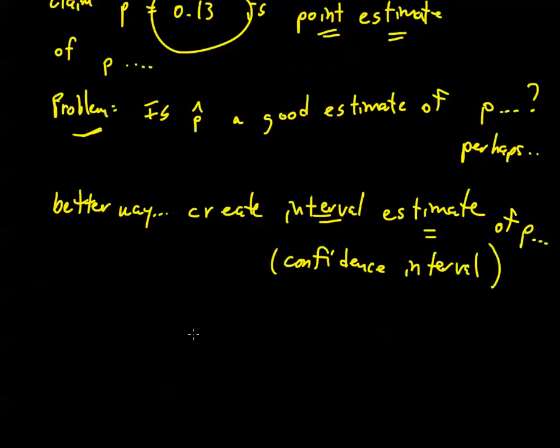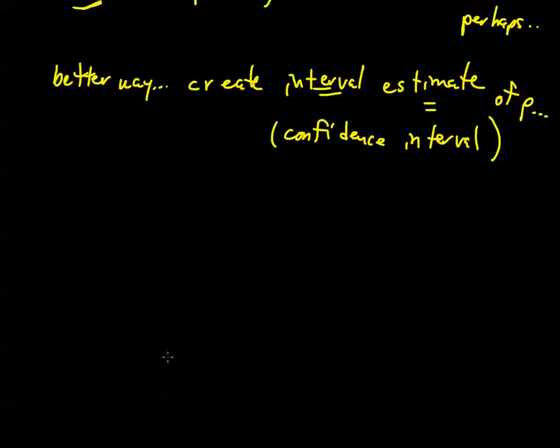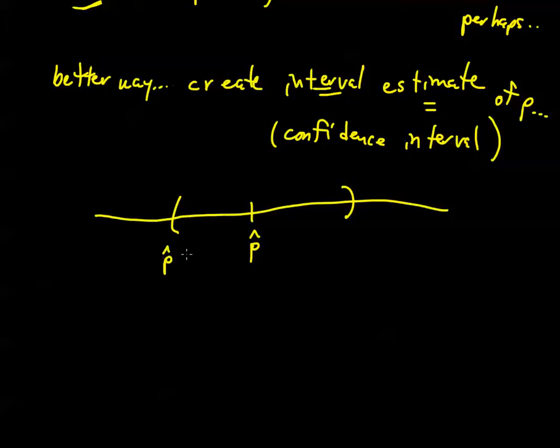Confidence interval estimates of p. What we're going to do is create not just a single value, p hat, to estimate p, but a range of values. Kind of a bucket, you might say, which hopefully would catch little p, if you will.